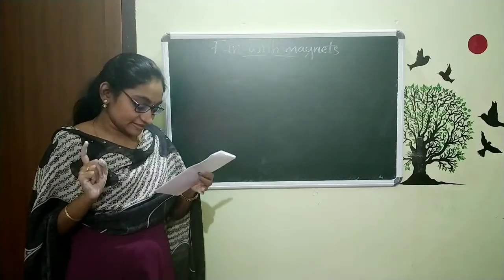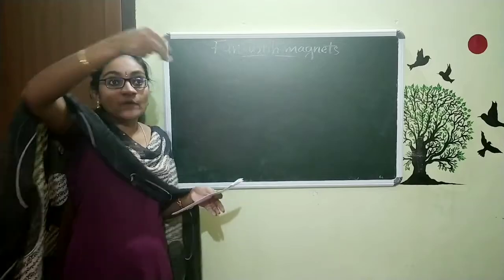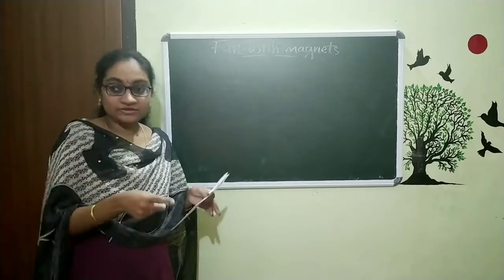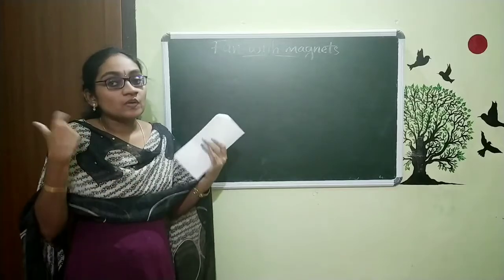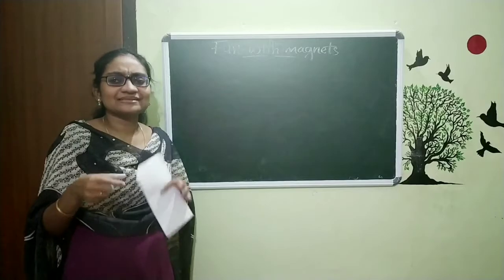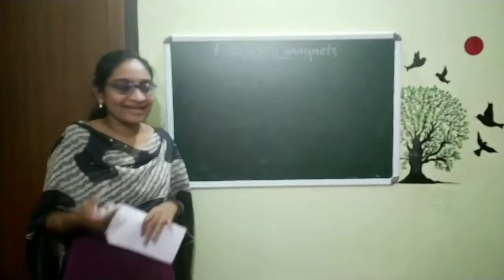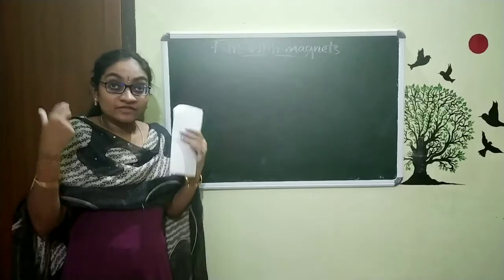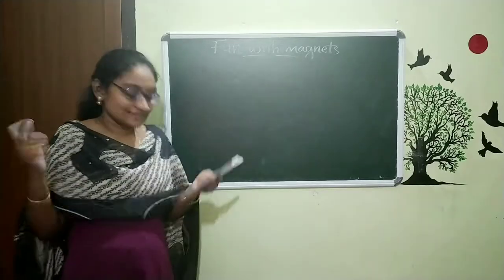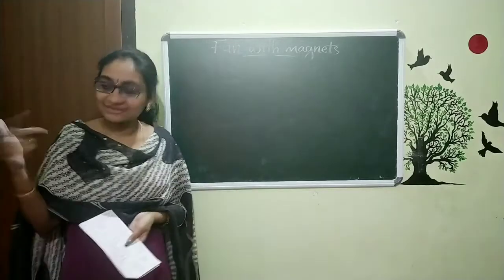And the third thing is this: when we drop the magnet from a particular height, there is also a possibility of losing the property of the magnet. So these are some of the things that we just want to take care of, and we also have to keep the magnet in a particular manner for storing. Something is there in your textbook, just read it.